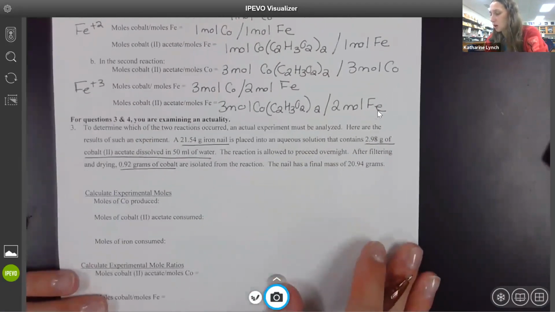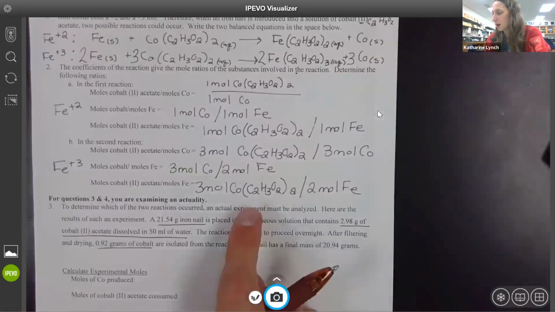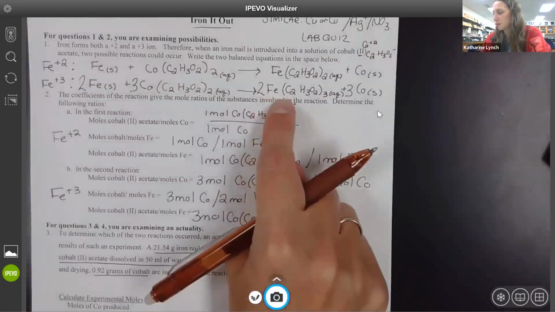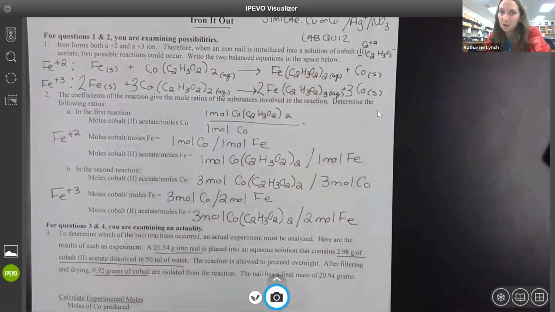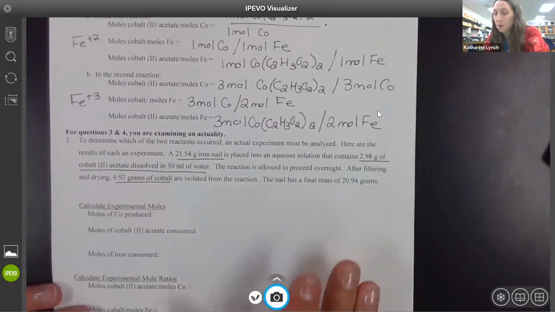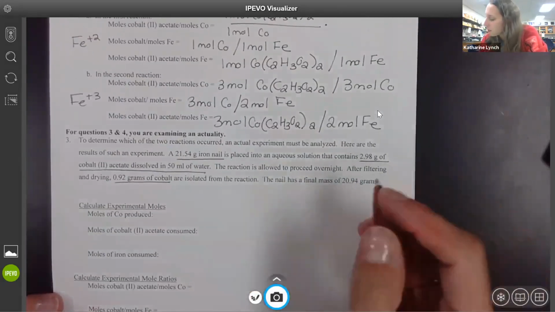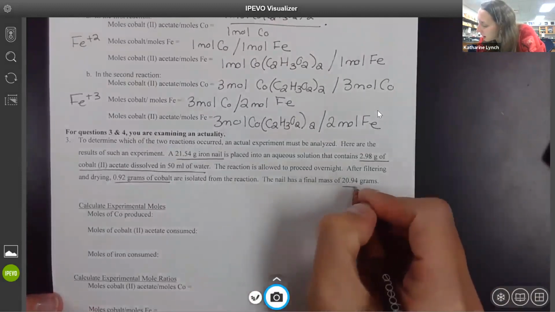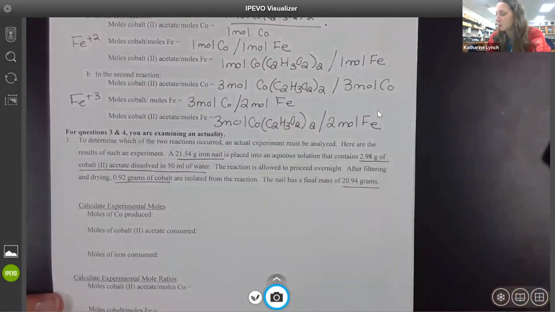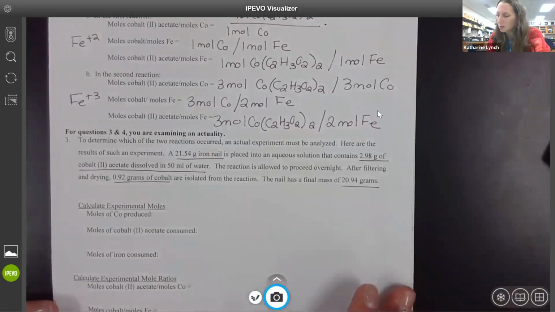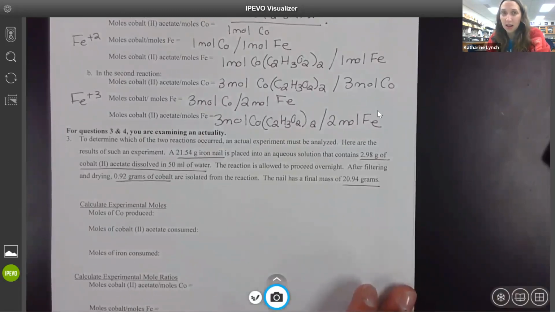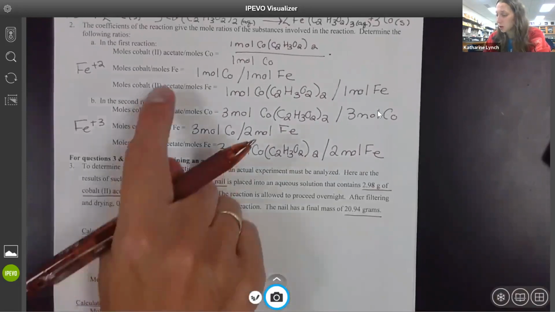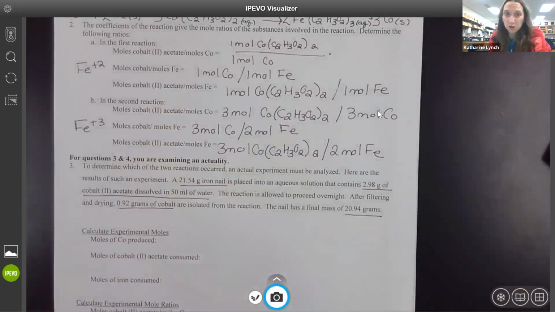And we do not currently have a mass for any of the iron 2 or 3 acetate. We don't know if it's iron 2 or 3 yet, but we're going to figure that out. We also know that the iron nail has a mass at the end of 20.94 grams. So I tried to highlight some important information. So now we're going to calculate not possible mole ratios, but actual mole ratios.